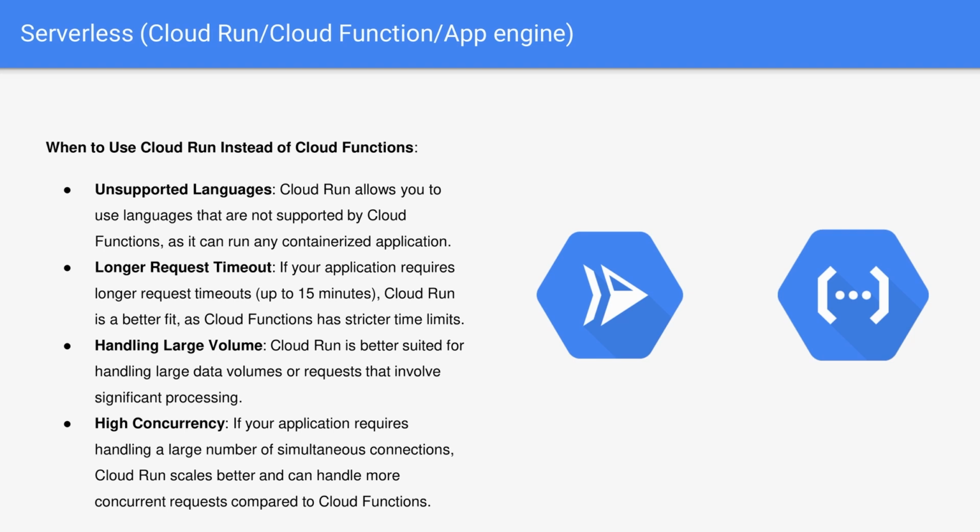First of all, when I have a program in a language that I don't support in the function, then the function can be requested for a maximum of 15 minutes. But what if a longer wait time is needed for that request? Or when the amount of data to be processed is large, and the scale of concurrent traffic is high, then it would be better to use Cloud Run instead of Cloud Functions.